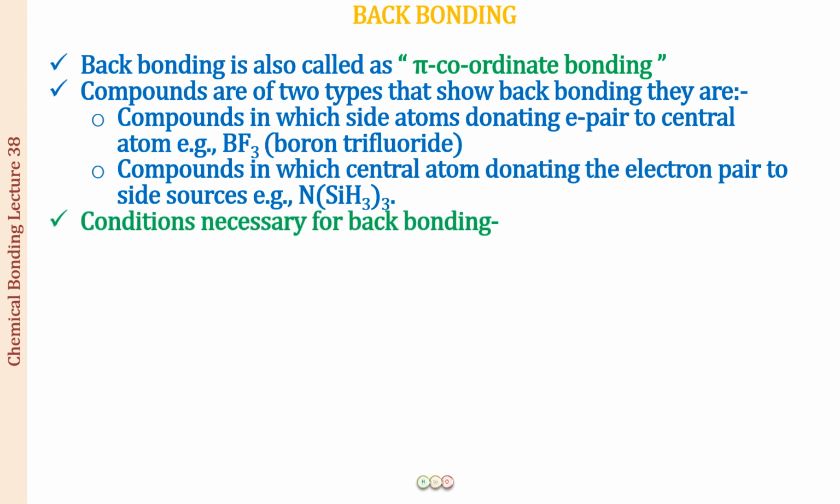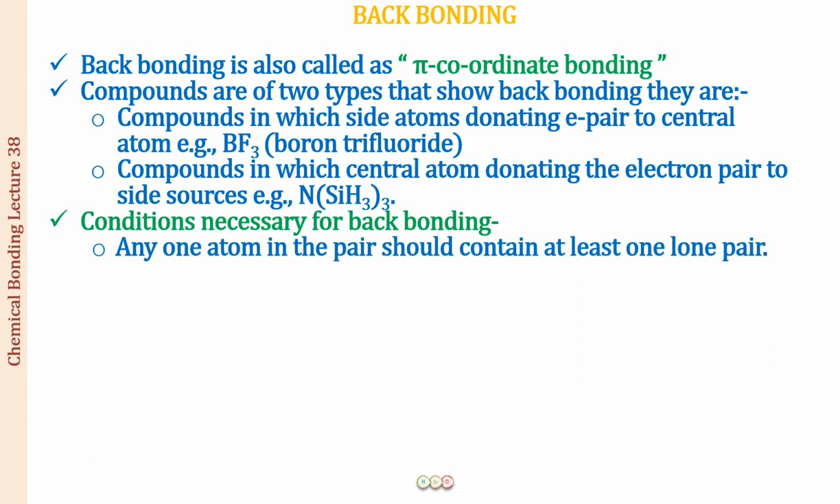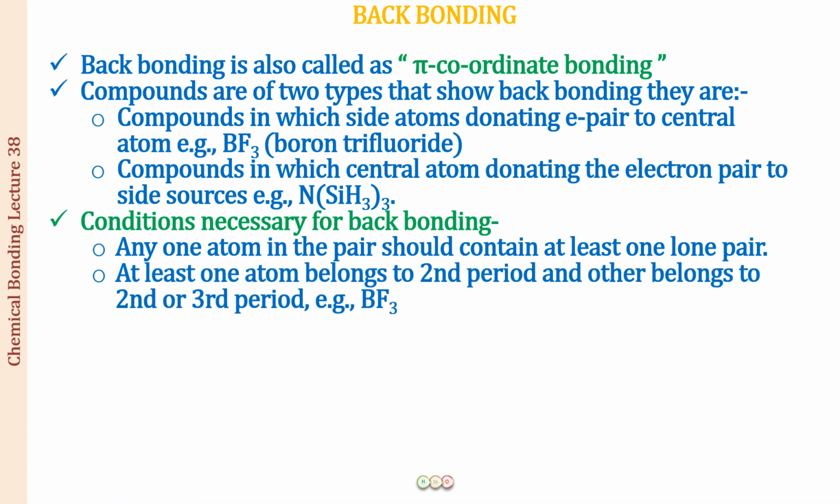Now, the important thing over here that you have to remember is the conditions necessary for back bonding. So whenever you are given certain choices and you have to choose those compounds where back bonding is occurring or not, what is going to be your criteria? First, any one atom in the pair should at least contain one lone pair of electrons, right? And obviously the second atom of the pair should have a vacant orbital as well, so as to accept that lone pair.